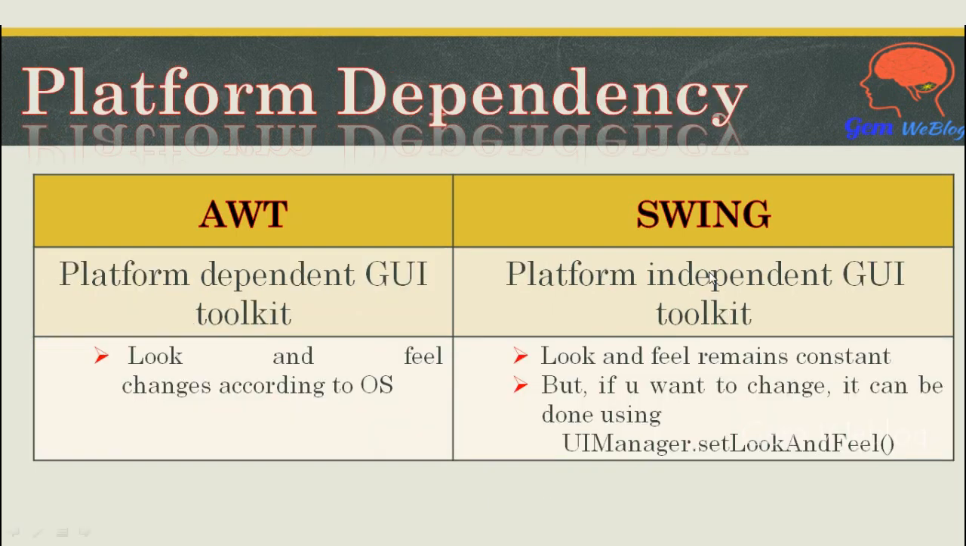Now we will compare AWT and Swing with respect to platform dependence. We already said that AWT components are platform dependent. Since they are platform dependent, the look and feel changes according to the OS. Whereas Swing is platform independent, so the look and feel remains constant. Suppose if we want to change it, it can be done using the setLookAndFeel method.